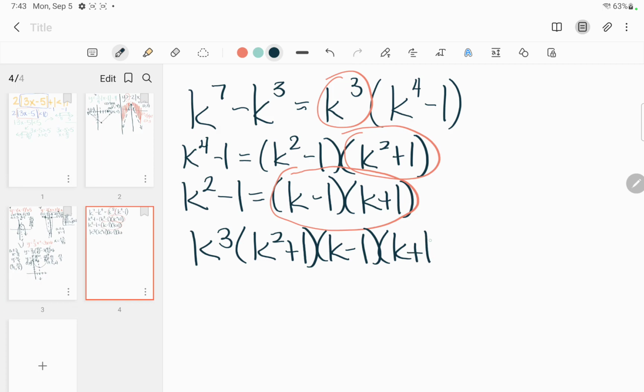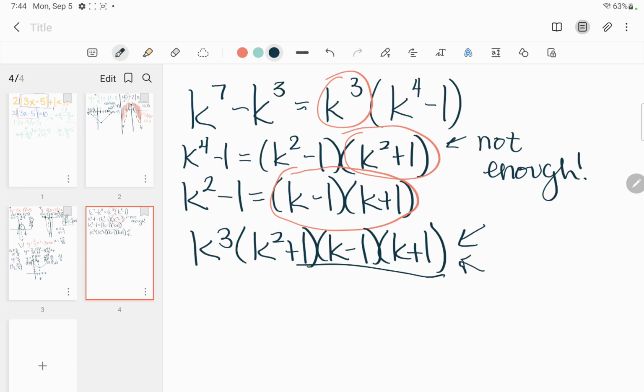Now, because this is multiplication, of course, we know that the order does not matter. However, if you want your expression to be considered fully factored, you need to show all 4 factors here. So this is the fully factored form. If you just get this far, this is not enough. So you want to be sure that you finish by getting to that final step right here.